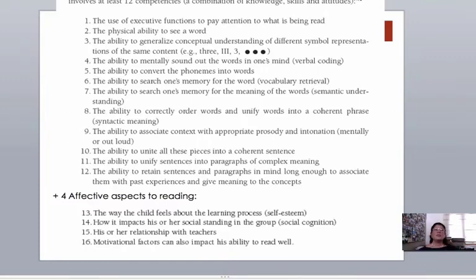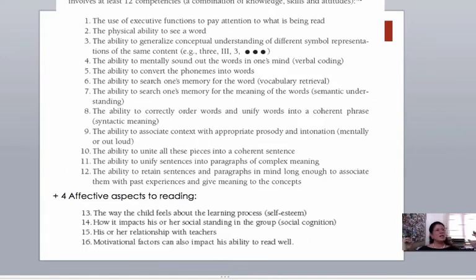We also know that there's a big influence of the affective nature of learning anything. So the way the child feels about the learning process, if he's made to feel badly about his attempts to read, we know that that has a huge influence and causes delays in learning to read. How learning to read might impact his or her social status. So if they're prized for that, or if they're given recognition at the local library or something like that, we know that that's very positive reinforcement to get kids to read more.